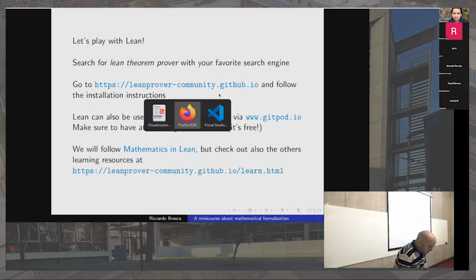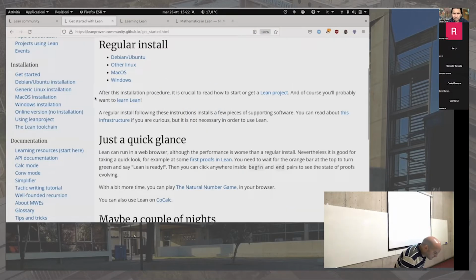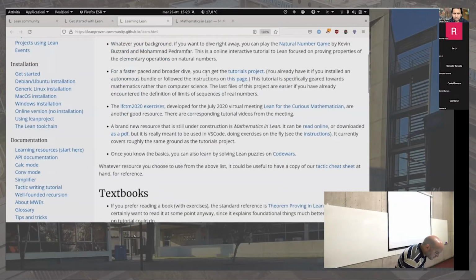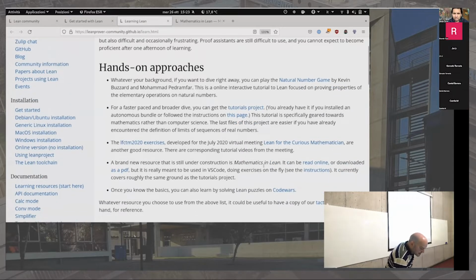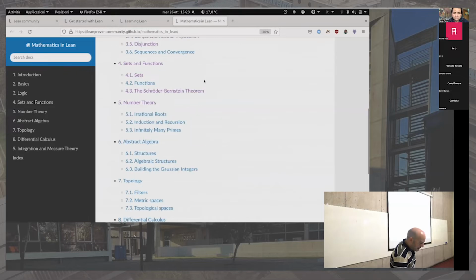If you go to this web page, you see that there is this line, learning resources, where there are really a lot of tutorials or stuff like that to learn Lean. What you're going to use is this Mathematics in Lean. I really encourage you to also have a look at the others if you want, but we will focus on this new resource, Mathematics in Lean, so that it can be read online like this.